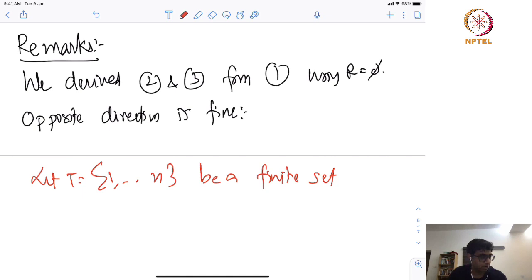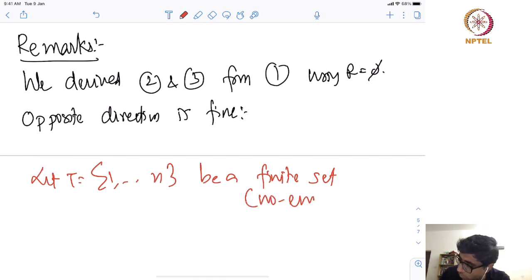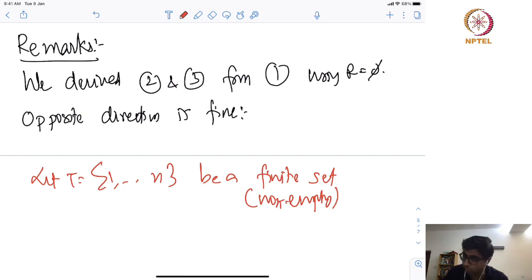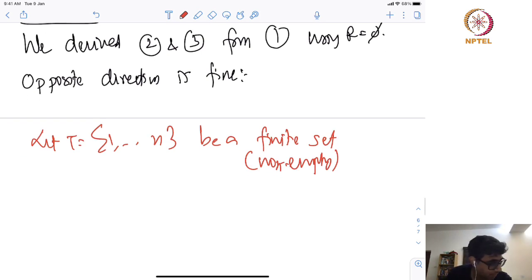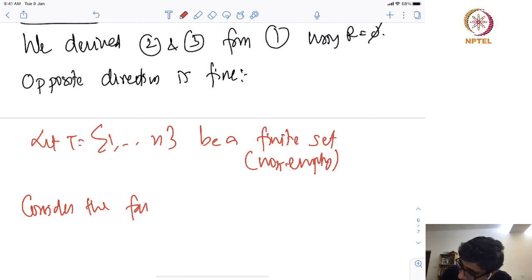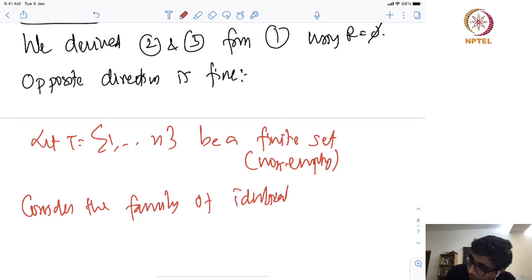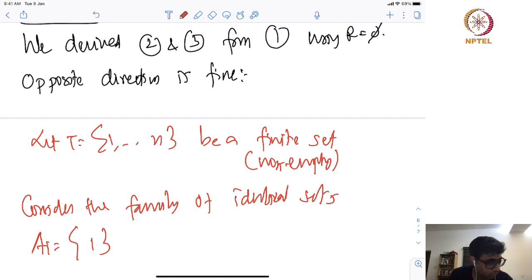Okay. Let T be a non-empty finite set. It's important that it is a non-empty finite set. And let |T| be at least 1. Now we are going to consider the family of identical sets. What is this? So, A_i equal to, say, some {1}, for all i in T.